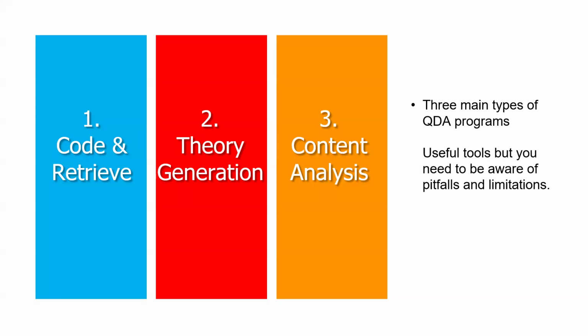But the three main things that you can look at for qualitative data analysis software are, first, coding and retrieving, which is the most basic. The second is theory generation, where it's going to help you actually make the connections for predicting or seeing relationships. And the third is content analysis, using large blocks of data, where you want to look at what's happening across large blocks. That's for basic QDA software.